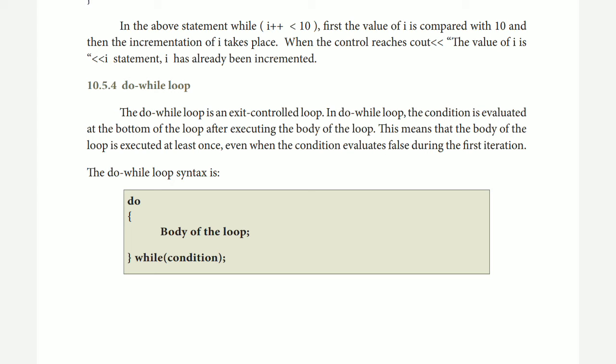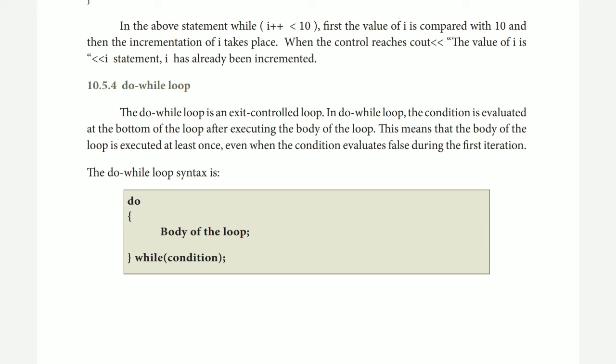So the condition is evaluated at the bottom of the loop after executing the body of the loop. This means that the body of the loop is executed at least once. At least once. Okay. Even when the condition evaluates false during the first iteration, the body of the loop is executed.